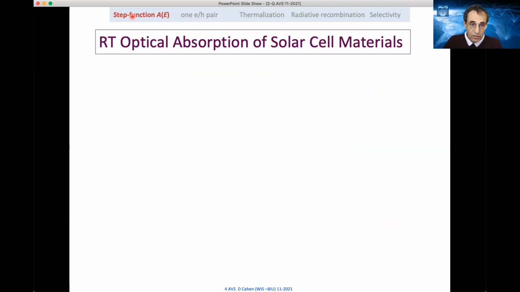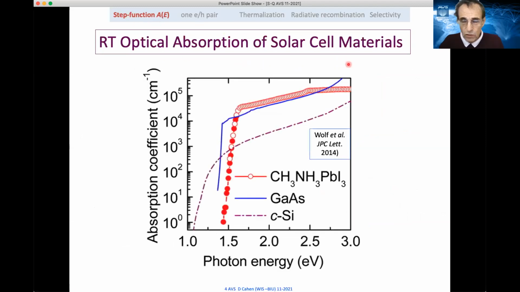Step function. Okay, room temperature optical absorption of some solar cell materials. Gallium arsenide is by far the closest to the step function, but it's not the step function. Silicon is quite a ways away. The organics are quite a ways away. And halide perovskites already in 2014 weren't doing so bad. They are even sharper than gallium arsenide at the edge, at very low absorption. Gallium arsenide is steeper.